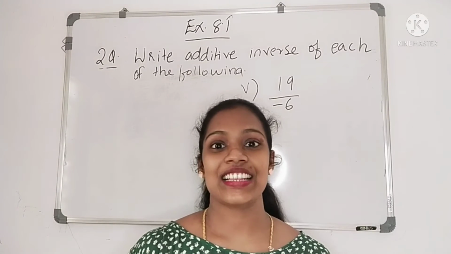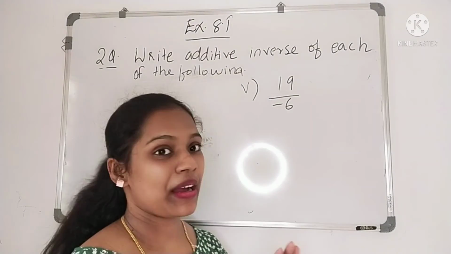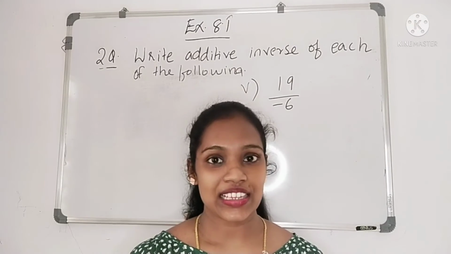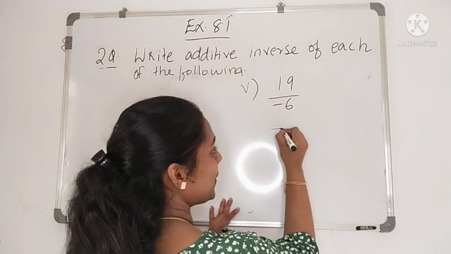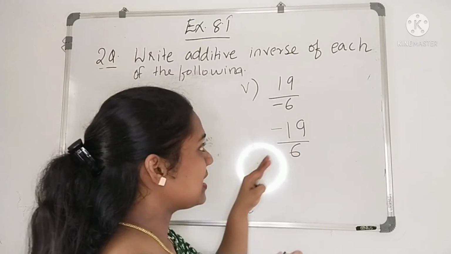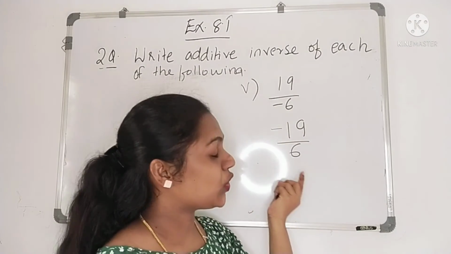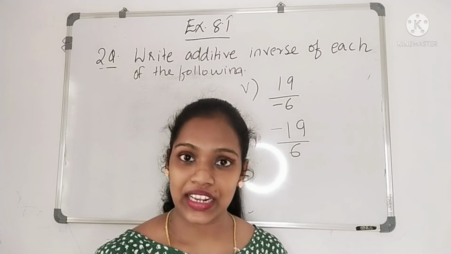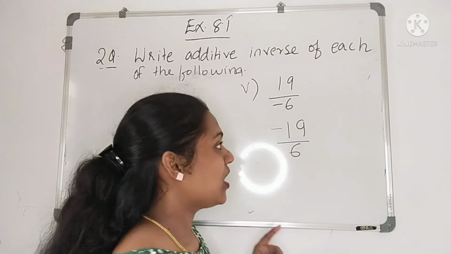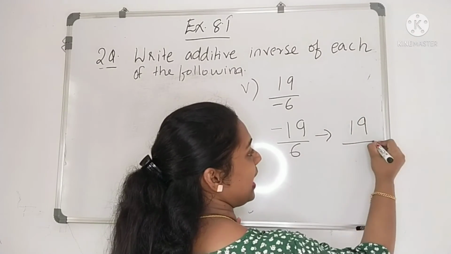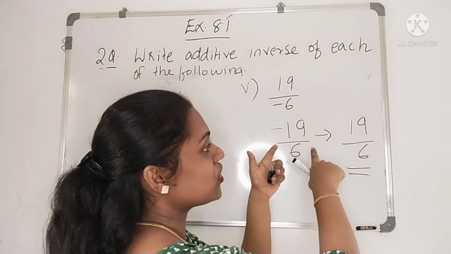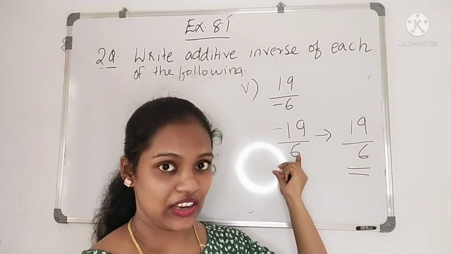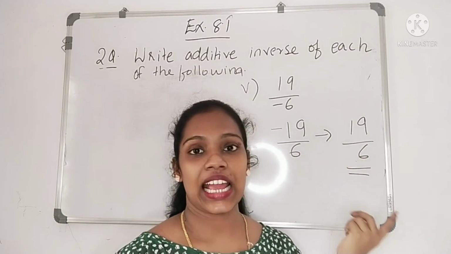Now our last example of this second question is 19 by minus 6. Here also you can see that the negative sign is in the denominator, right? So as I told you earlier, you can write the question as minus 19 by 6. Same meaning only. If you write the negative in the numerator or denominator part, it doesn't matter. Now you can see that this is a negative number. What will be the additive inverse of this? Obviously the additive inverse of this will be plus 19 by 6, because when we add these two numbers, we get the sum as 0. So the additive inverse of minus 19 by 6 will be plus 19 by 6.